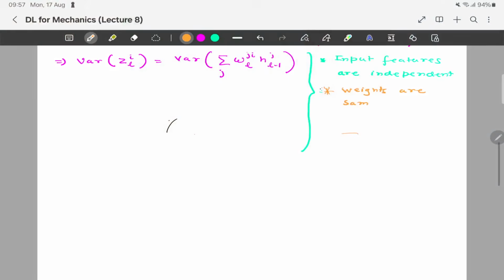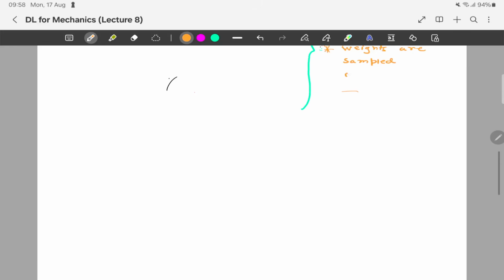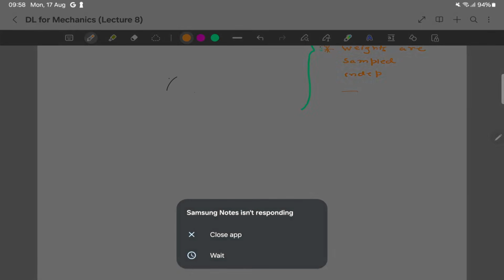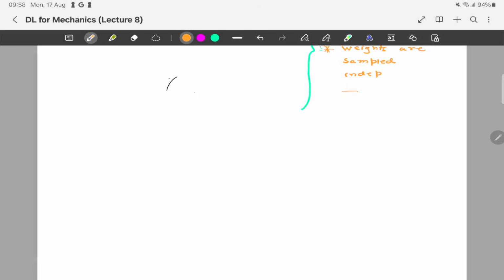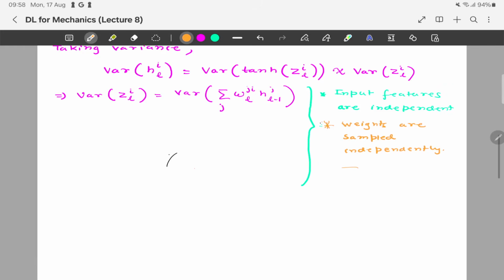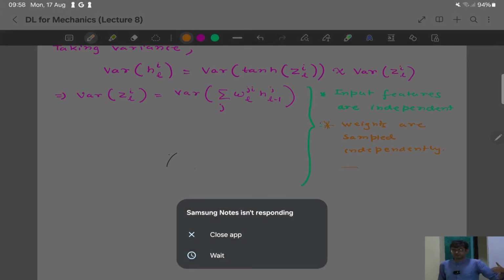So, second thing is, weights are sampled independently, right? Now, okay, so two things: input features are independent. That's a reasonable assumption.